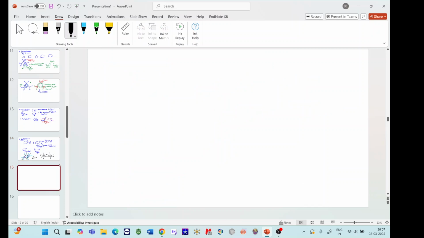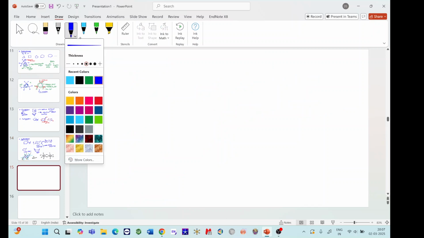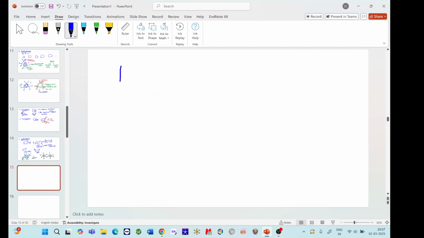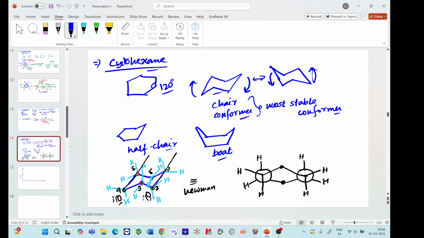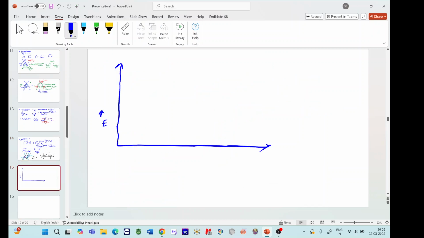Now let me draw the energy diagram. Okay, this is your E. Similarly, I'll start, not from 0. Here it doesn't have a minimum 0. So you can just compare between the different conformers. So it should be like this.